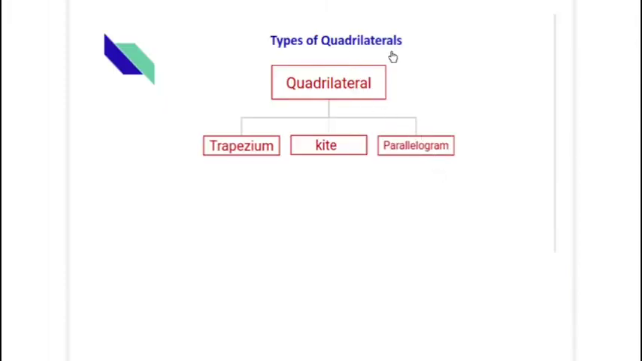Types of quadrilaterals. On the basis of the number of parallel sides, quadrilaterals are divided into three main parts. The first one is a trapezium, then a kite and a parallelogram. Now, what are parallel sides?